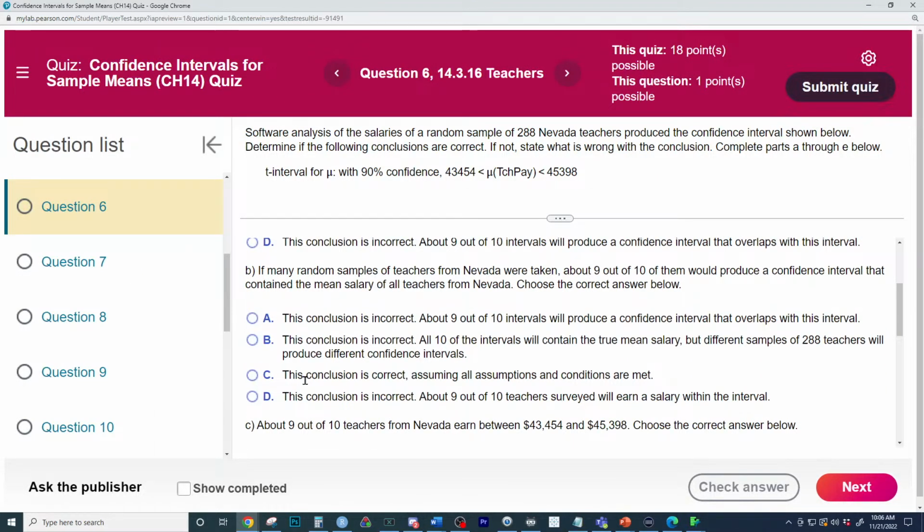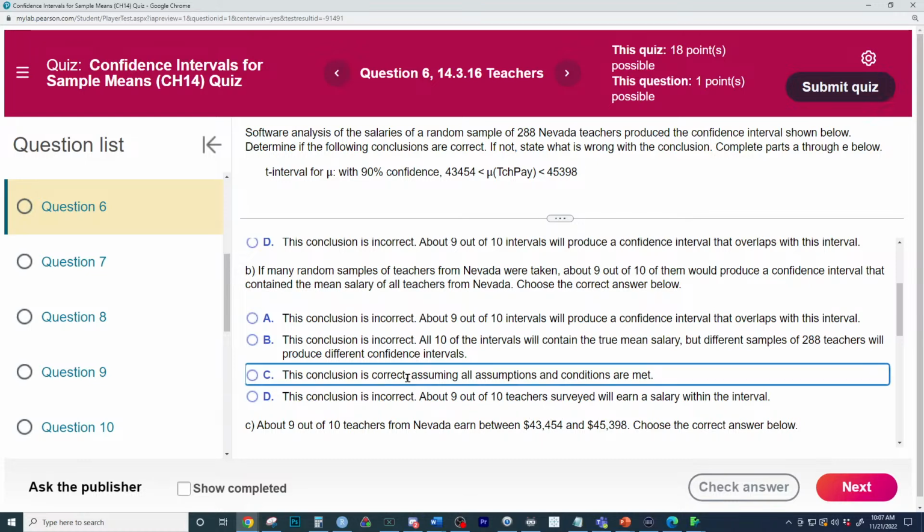If many random samples of teachers from Nevada were taken, about 9 out of 10 of them would produce confidence intervals that contain the true mean salary of all teachers from Nevada. This does sound accurate. About 9 out of 10. Not all 10, so that conclusion is incorrect. This one is correct. If many random samples of teachers from Nevada were taken, about 9 out of 10 of them would produce a confidence interval that contained the true mean salary. That is correct right there.